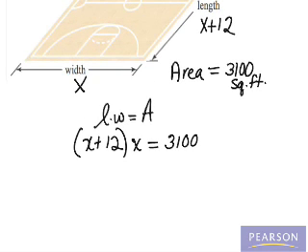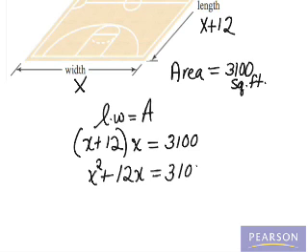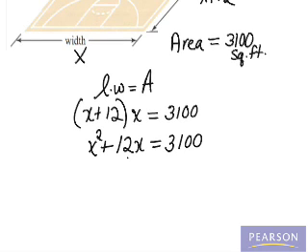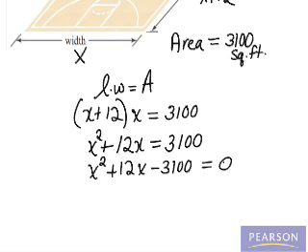So we're going to distribute the x through the parentheses. x times x, x squared, plus x times 12, 12x, equals 3,100. We're going to subtract 3,100 from both sides, and we get x squared plus 12x minus 3,100 equals 0.